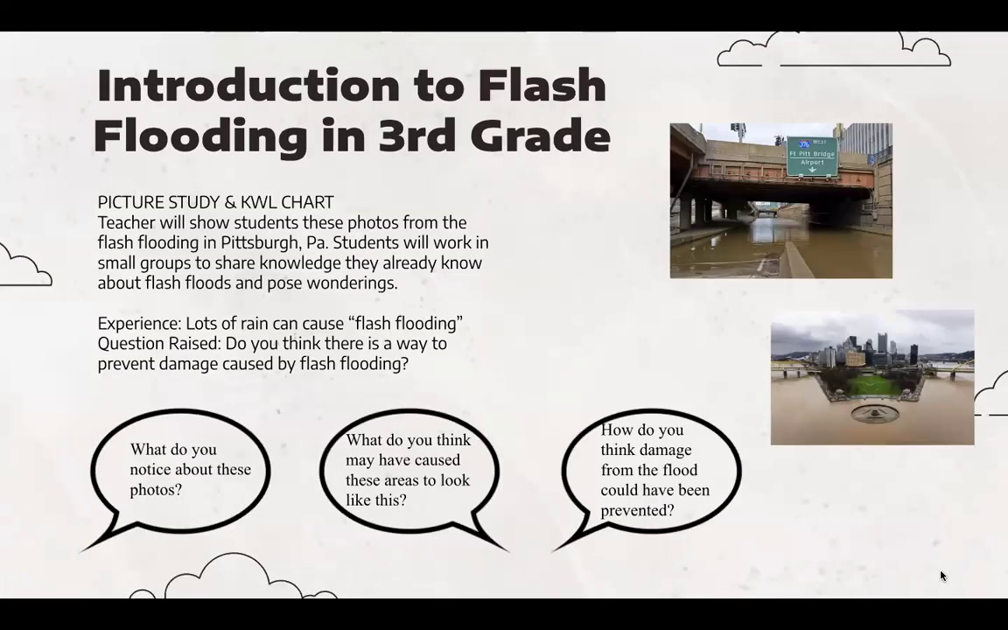To introduce this topic to students, we're going to start with a picture study and a know, would like to know, and I've learned chart. So students will be shown these two photos that you can see on the slide from flash flooding events in Pittsburgh. They're going to work in small groups to talk about some things they already know and pose potential wonderings. The main question we want them to come to is, do you think there's a way we could have prevented the damage caused by flash flooding?